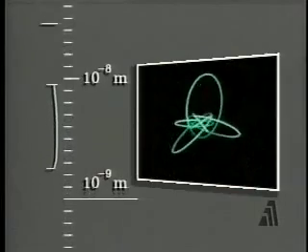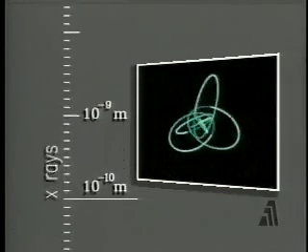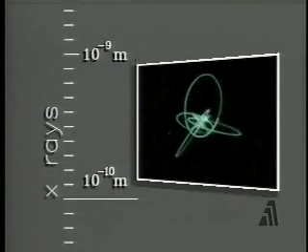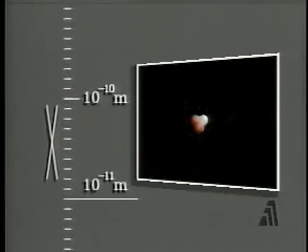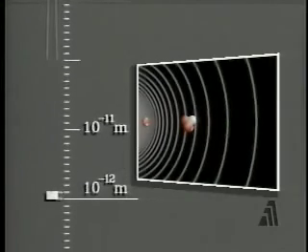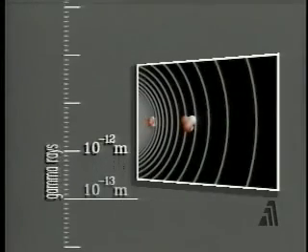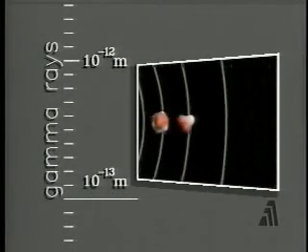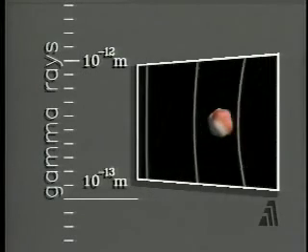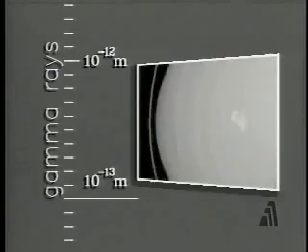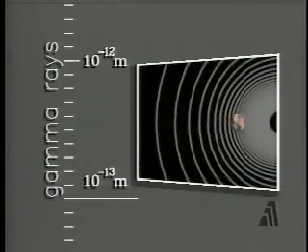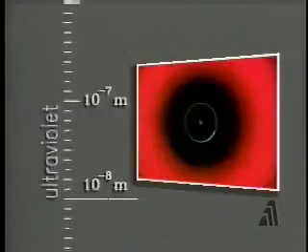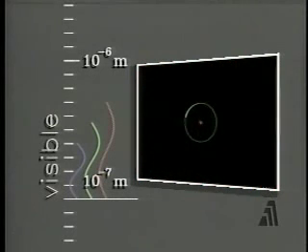Shorter still are X-rays, with wavelengths the size of atoms. And finally, gamma rays, with the shortest wavelengths of all. Gamma rays, with wavelengths as tiny as the atomic nucleus itself, are created by nuclear reactions. Longer wavelengths, extending to visible light and beyond, can be created or absorbed when atoms change from one energy state to another.